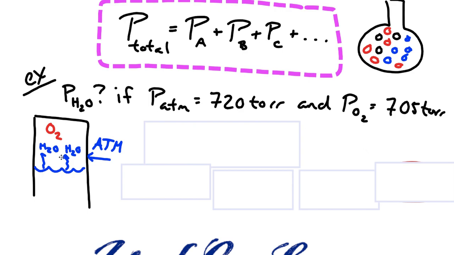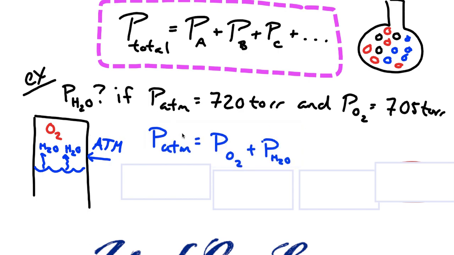And that depends on the temperature. And we'll talk about that later. But if I were just to simply ask you, what is the pressure of my water? My container has oxygen and water. And what we're going to eventually learn is that these two equal the outside pressure. They're going to equal each other. So if I knew the atmospheric pressure, my atmospheric pressure is going to equal the pressure of my two gases inside the container. So looking at my information, I have my atmospheric pressure being 720 torr.